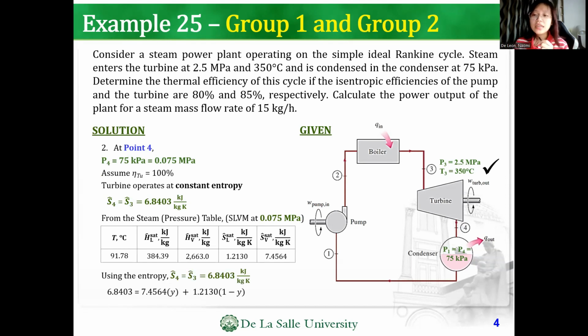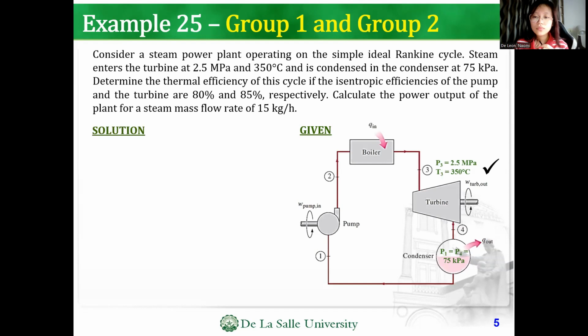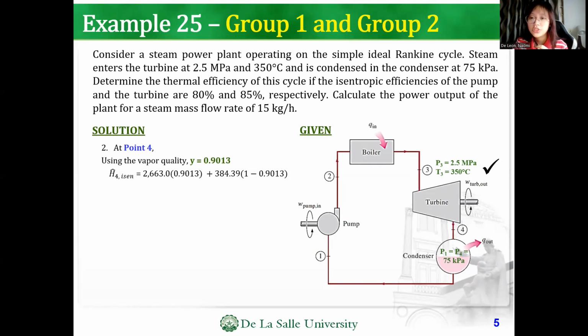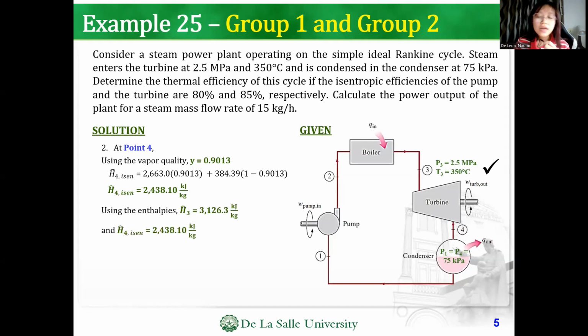From these, we can calculate the vapor quality by substituting the specific entropy of a saturated vapor and saturated liquid, given an entropy of 6.8403. As such, the vapor quality x is equal to 0.9013. Now, using the vapor quality, we solve for the specific enthalpy at point 4 in an isentropic condition. Substituting the specific enthalpies, we obtain 2,438.10 kilojoule per kilogram.